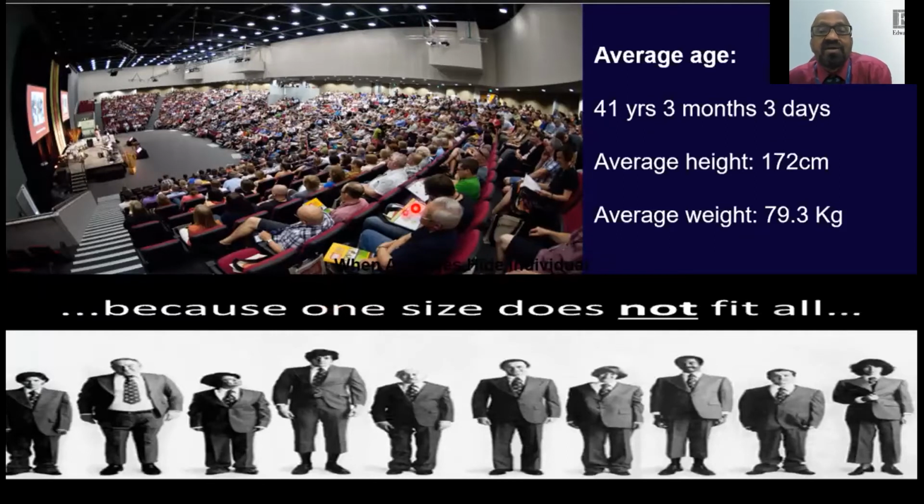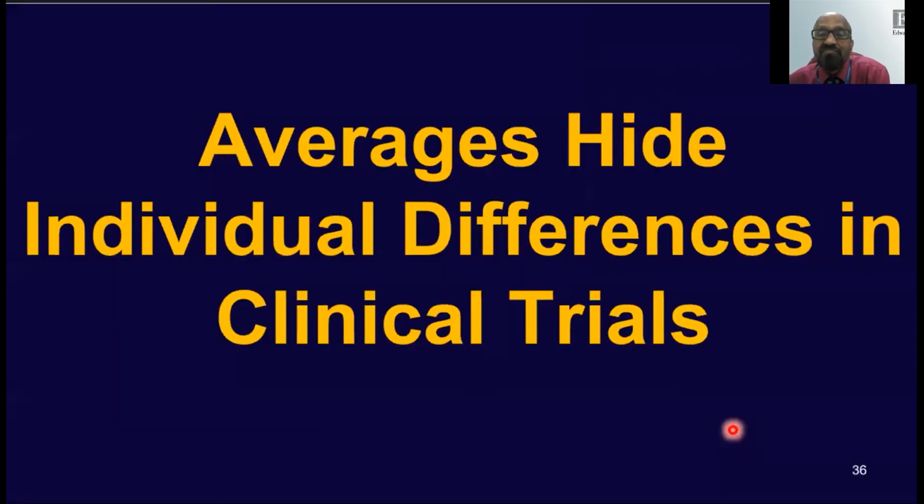Let's take this example. There are about 500 people in this crowd attending a talk, and the average age of individuals is about 41 years. And if you take the individual age groups, excepting one or two individuals, all the others were not 41 years. They were either less than 41 years or more than 42 years. And hence, we would like to underline the fact that one size does not fit all. There were several people who had different sizes, and we cannot say that one person is the same as the other person.